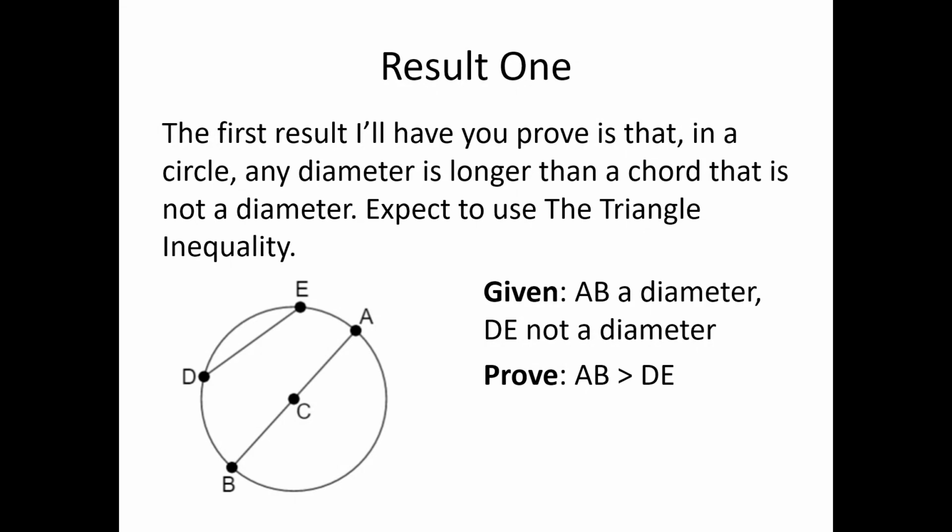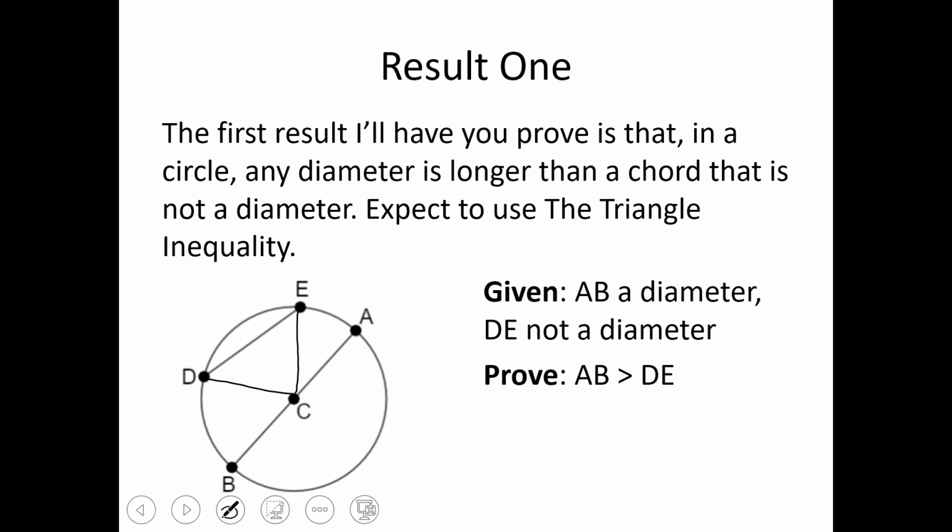In our diagram, once again, AB is a diameter, which means that it passes through the center of the circle C. DE is not a diameter, so we wish to prove that AB is greater than DE. And I'll just show you how this is approached. It's really quite extraordinary. So let us connect D to C and C to E. And you might notice then that we have created two radii. DC and CE are of course radii because C is the center of the circle.